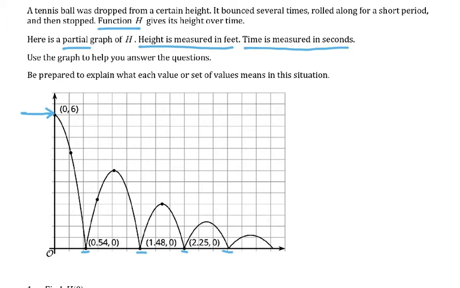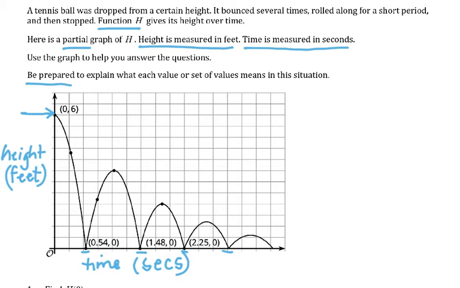So right then and there, what I'm going to do is stop the video and put that information into the graph. All right, so you can see what I did here was I labeled height in feet along the y-axis and time along the bottom, which is my x-axis. We are going to use the graph to help us answer some questions. And note here, it says, be prepared to explain what each value or set of values means in this situation. Again, we go to this whole thing about understanding what the situation is telling us, what it means.